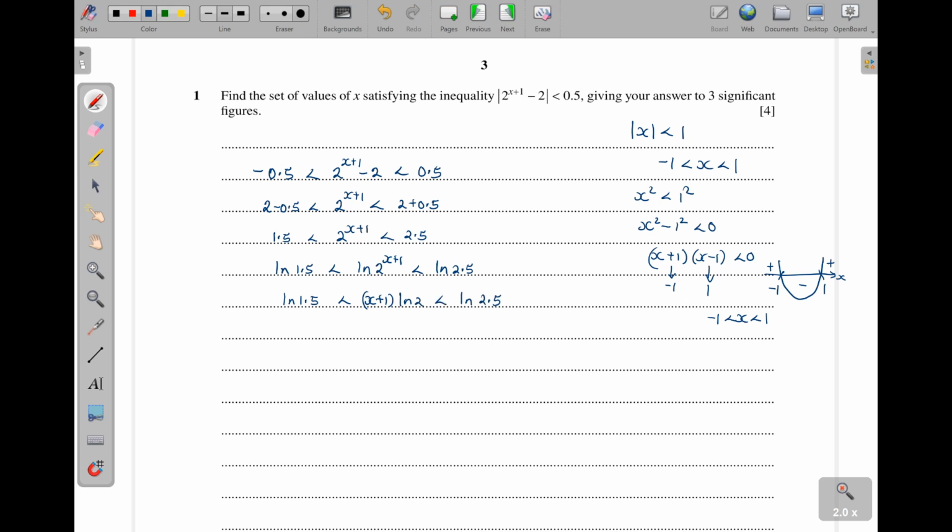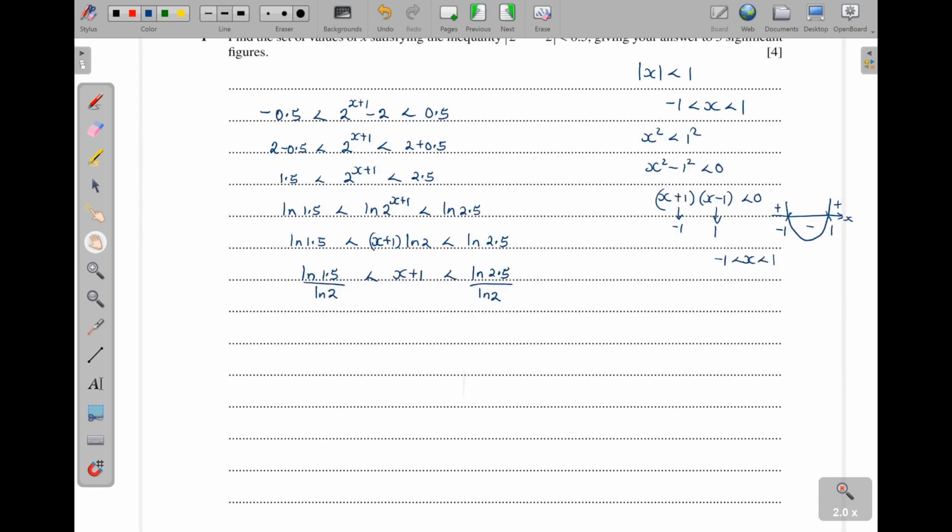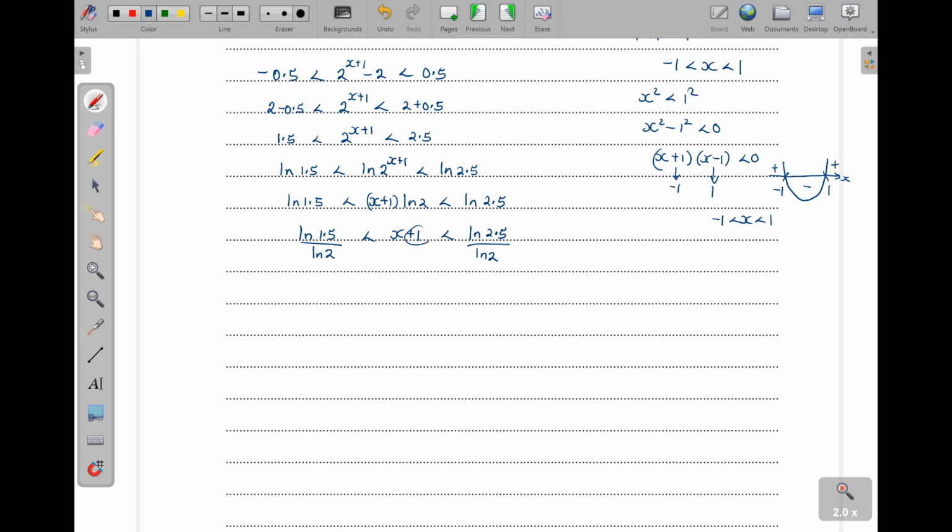Now what I need to do is to make x the subject of the formula. That means I'm going to divide all through by natural log of 2. So we shall have natural log of 1.5 divided by natural log of 2, less than x plus 1, less than natural log of 2.5, also divided by natural log of 2. Then how can I get x in the middle? Take away the 1. It comes this way as a minus, and also this way as a minus, because inside there it's a plus.